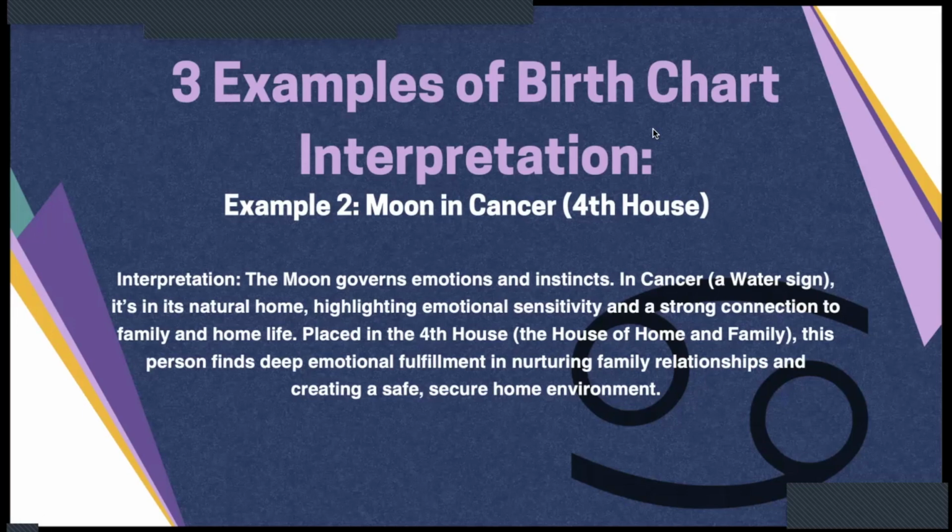For the second example, we have Moon in Cancer, fourth house. Interpretation: the Moon governs emotions and instincts. In Cancer, a water sign, it's in its natural home, highlighting emotional sensitivity and a strong connection to family and home life. Placed in the fourth house, the house of home and family, this person finds deep emotional fulfillment in nurturing family relationships and creating a safe, emphasis on safe, and secure home environment.